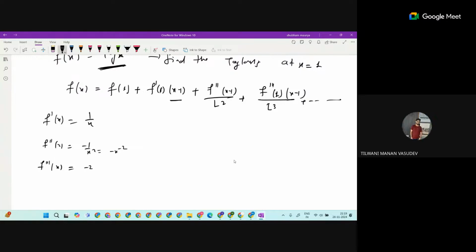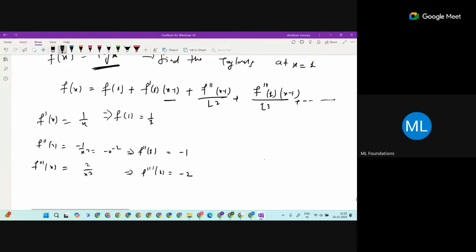So plus minus 2 minus becomes plus, so 2 times 1 upon x cube. So now f'(1) is going to be 1 by 1, and the double derivative at 1 is going to be minus 1. The triple derivative at 1 is going to be minus 2. So this way we'll calculate here.